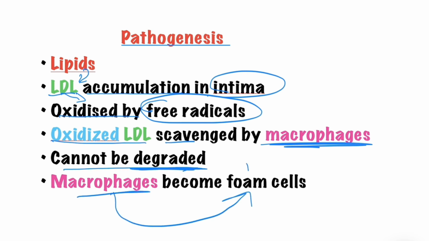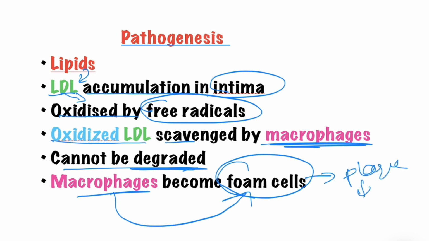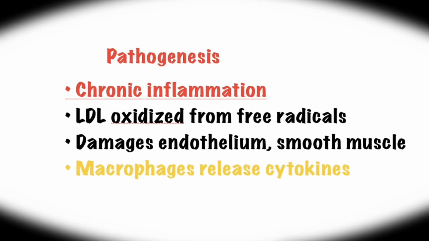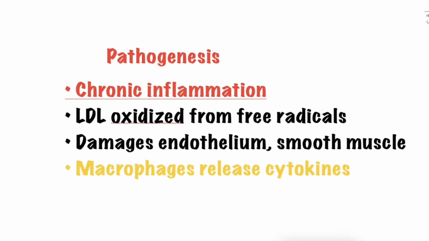And these foam cells make a plug, and this plug forms in the arterial lumen, which is called atherosclerosis. In the pathogenesis of atherosclerosis, when chronic inflammation occurs, the LDL, the bad protein, is oxidized by free radicals, and as I told you before, it damages the endothelium and smooth muscle.